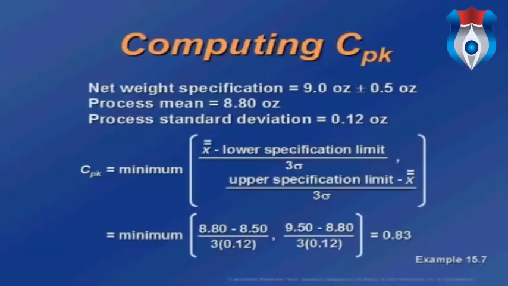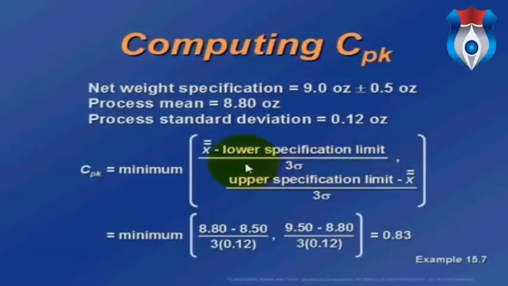In this case we have a net weight specification on our product that's 9 ounces plus or minus a half ounce. We have historically found that the process mean, or the average, is delivering us 8.8 ounces. And the standard deviation is 12 hundredths of an ounce, 0.12.